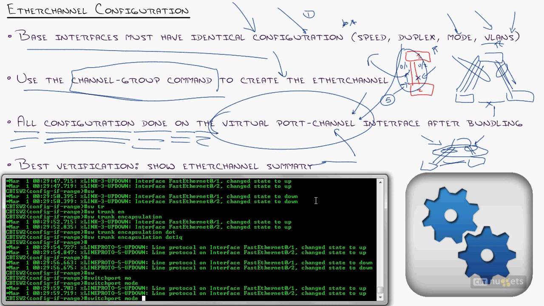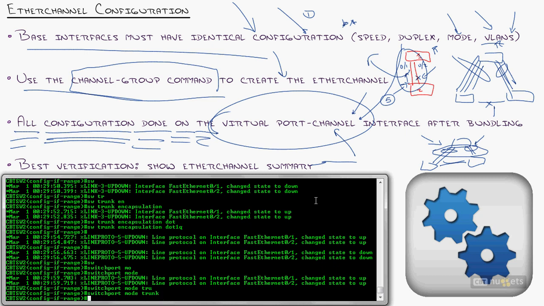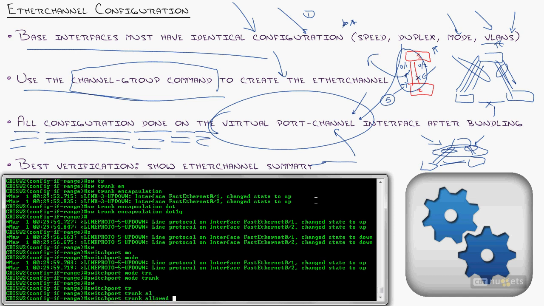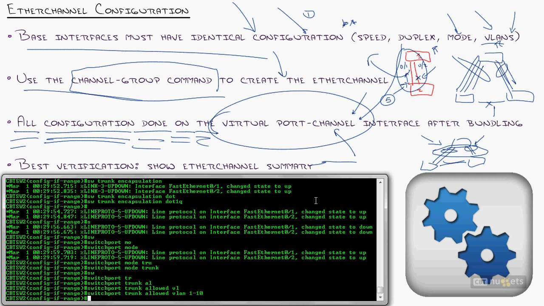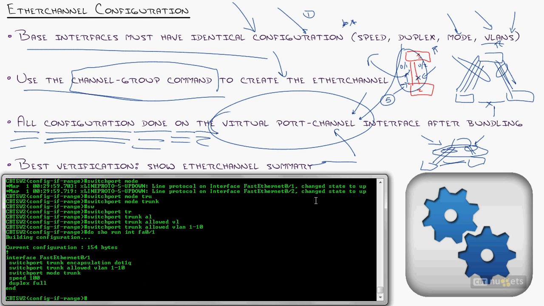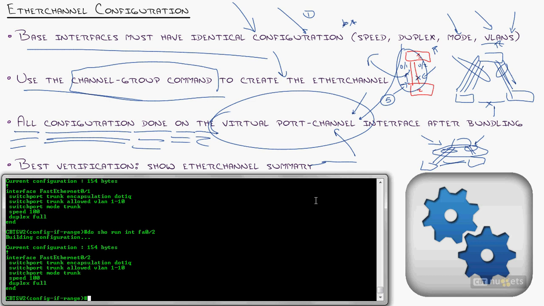So switchport mode trunk. Make this a trunk port. And let's even, I'm thinking about how to break this. Let's do switchport trunk allowed VLAN. I'm going to allow VLANs 1 through 10. Let's just say I don't want to allow all of them, which is the default. I just want to allow 1 through 10. Let's check it out. Do show run interface FastEthernet 0/1. Good. Hit the up arrow, just verify that I am doing this in the range. Good. FastEthernet 0/2 is there.